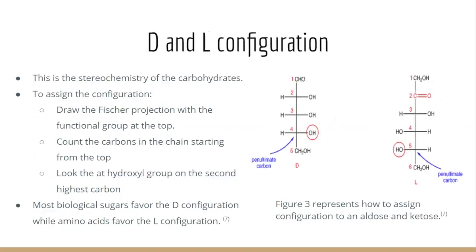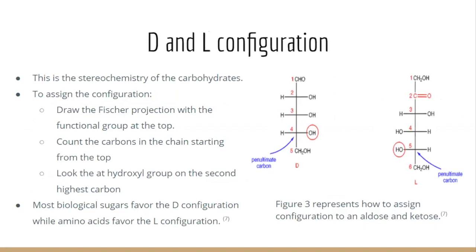D and L configuration is the stereochemistry of carbohydrates. To assign this configuration, you first draw a Fischer projection formula with the functional group at the top. Then you count the carbons down the chain starting at the top. And then the second highest carbon is known as the penultimate carbon.